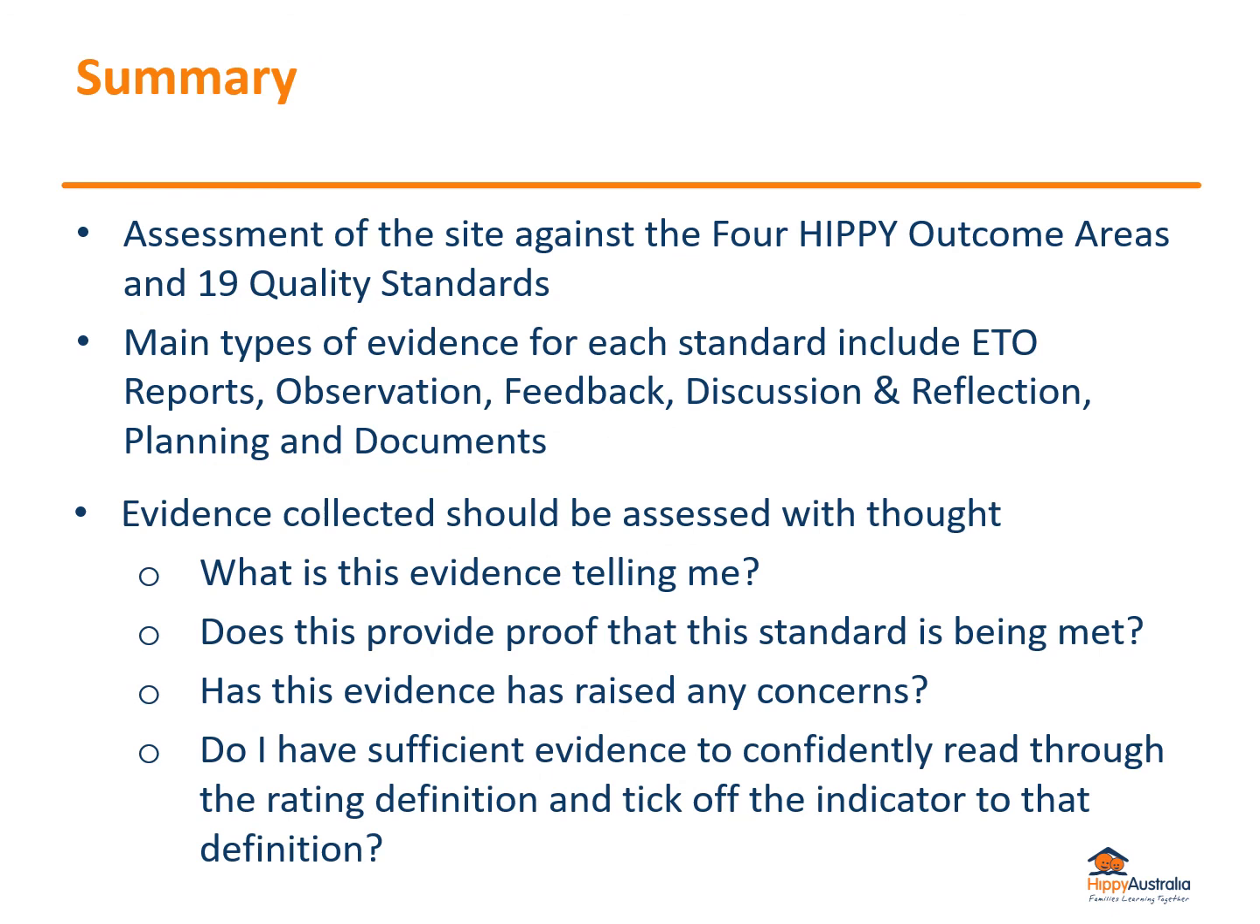Just to recap, the APQ is a formal supportive assessment of the site against the 4 HIPPY outcome areas and the 19 quality standards. Each of these standards links to the 5 essential features and the 10 guiding principles of HIPPY. The main types of evidence for each standard are ETO reports, observation, feedback, discussion and reflection, and planning and documents. Evidence for each standard should be assessed with the thought: what is the evidence telling me? Does this provide proof that this standard is being met? Has this evidence raised any concerns? Do I have sufficient evidence to confidently read through the rating definition and tick off the indicator to that definition?